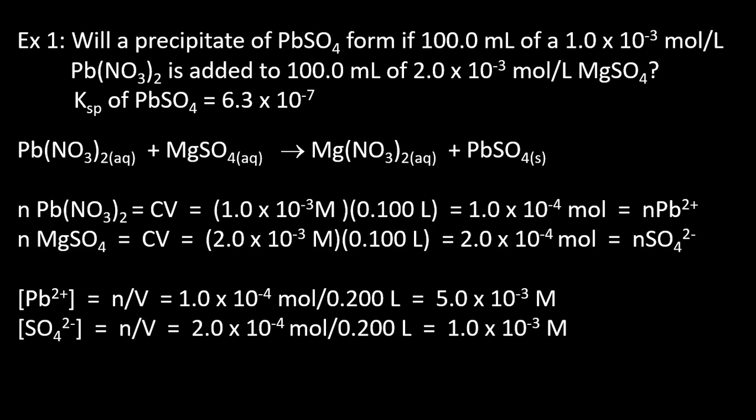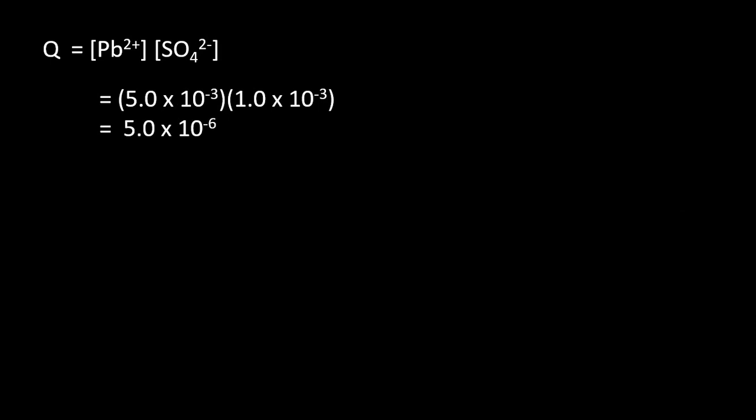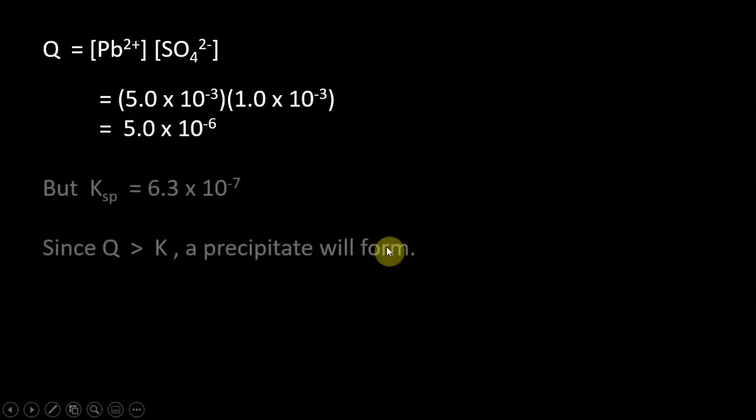Now we use that in our solubility product expression and figure out our trial ion quotient. That's going to be 5 times 10 to the minus 4 times 1 times 10 to the minus 3, which gives us 5 times 10 to the minus 7. Now this number is greater than our 6.3 times 10 to the minus 7 Ksp value, and therefore we're going to get a precipitate forming. So there is enough of a concentration of these ions to form precipitate.